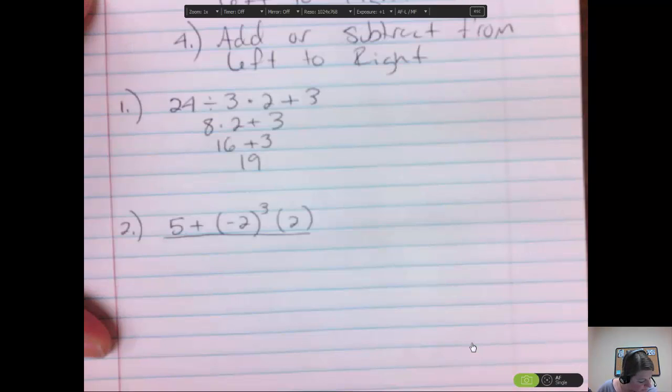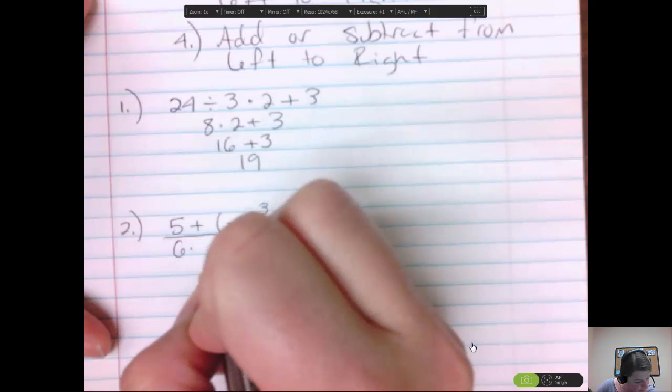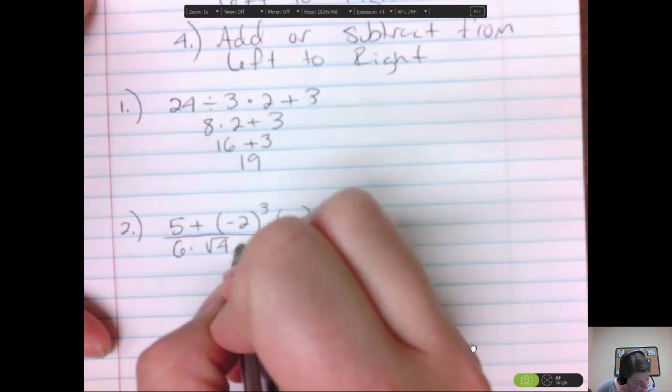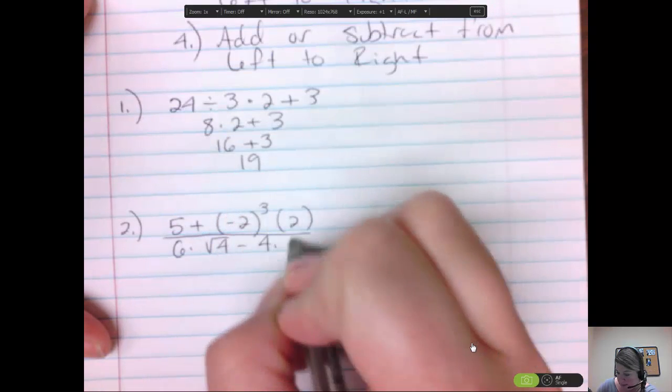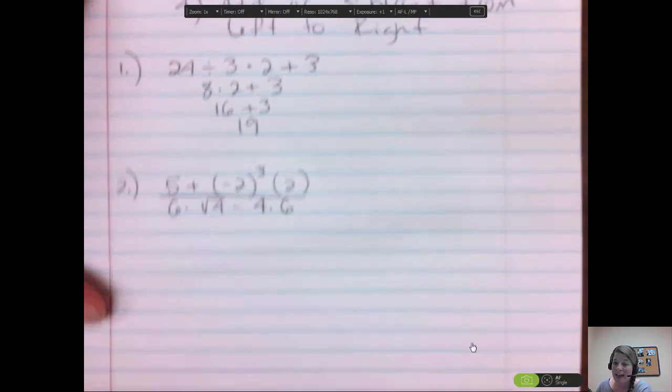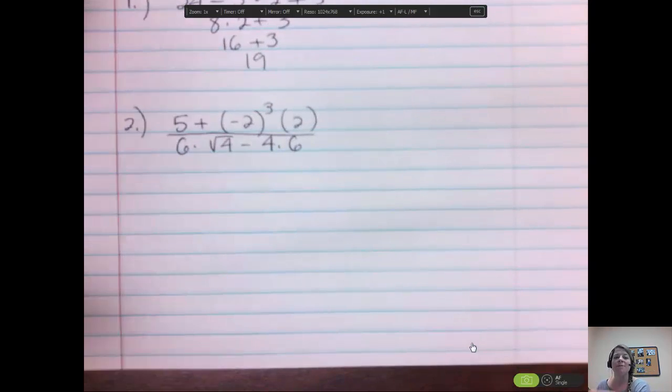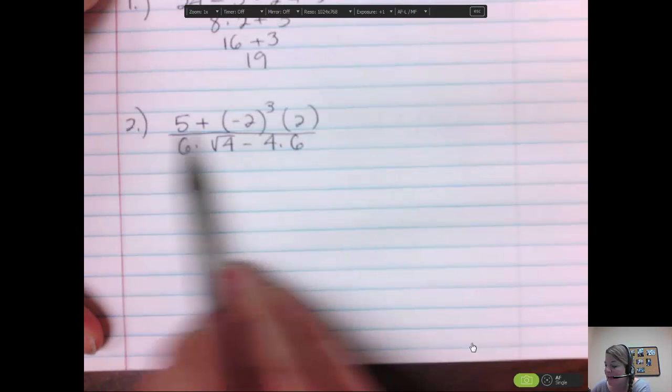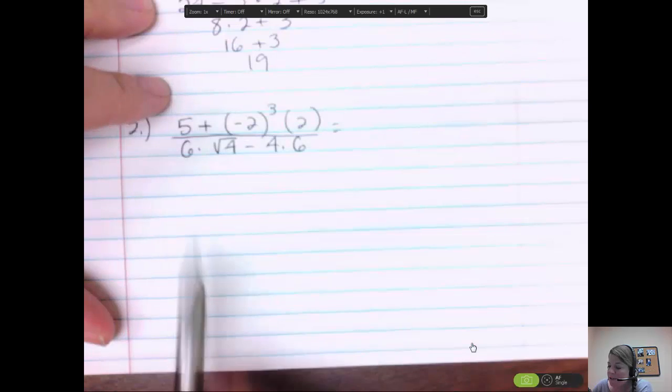All right, and this is a fraction bar, all over 6 times the square root of 4 minus 4. Okay, so when you have a fraction bar, that is a grouping symbol. So you have to do the top and then do the bottom and then simplify that fraction. So on the top, let's do that first. What do we do first?